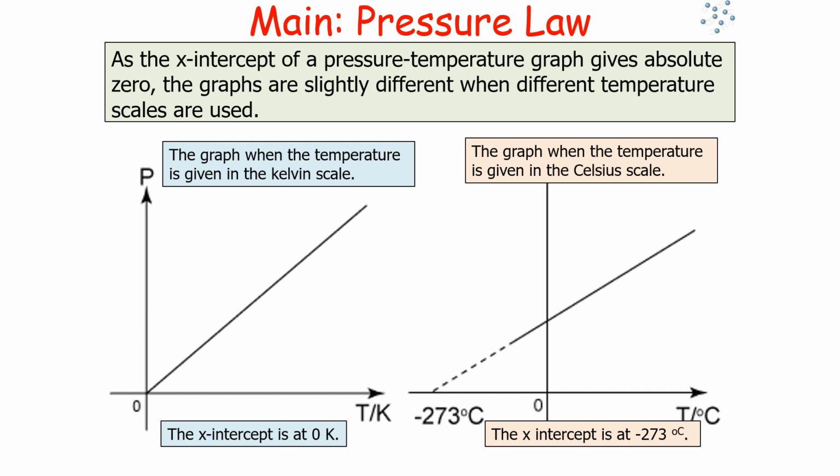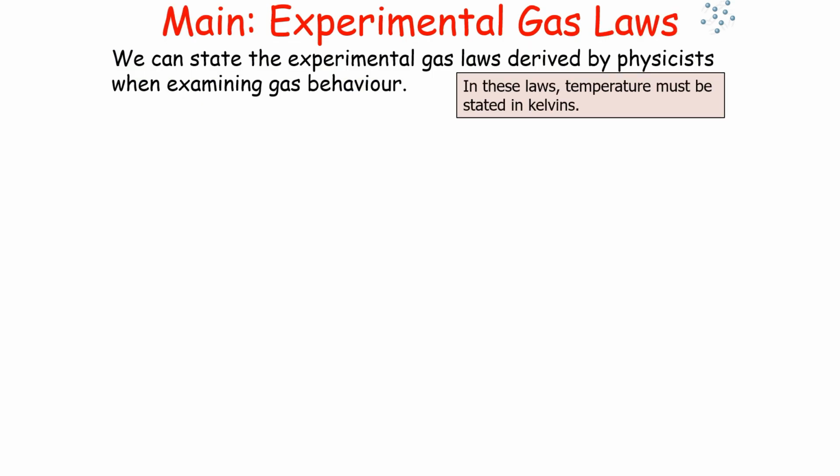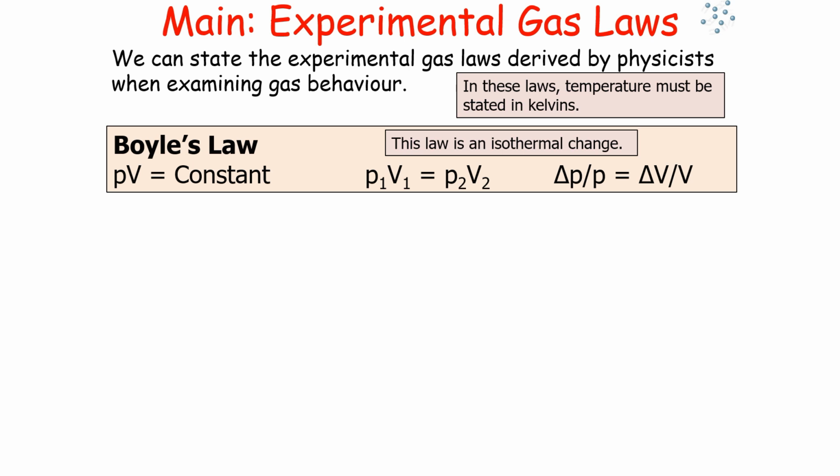So let's summarize what we've learned in today's lesson. We can state the experimental gas laws derived by physicists when examining gas behavior. Now in these laws, temperature must be stated in Kelvin. The first law is Boyle's law, which is an isothermal change law, where PV is equal to a constant, or you could say P1V1 equals P2V2, or the change in pressure over pressure equals the change in volume over volume.